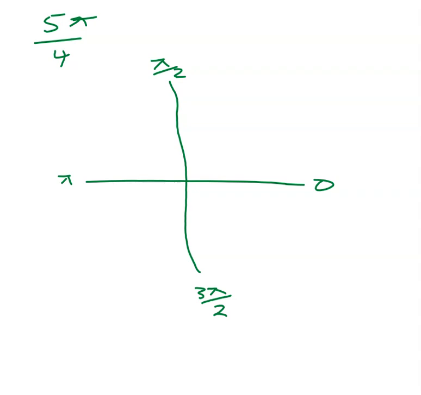And this is 2 pi. So pi over 2 is going to be the same as 2 pi over 4. Pi is going to be the same as 4 pi over 4. And 3 pi over 2 is going to be the same as 6 pi over 4.